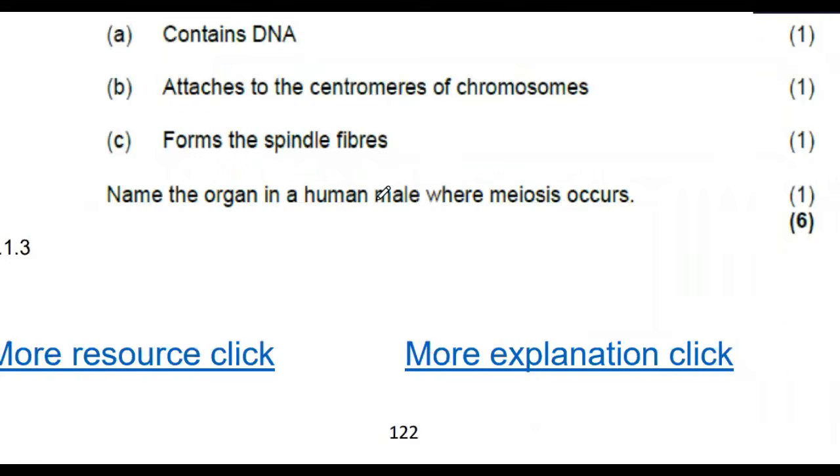Name the organs in human males where meiosis occurs. In human males, it occurs in the testes.